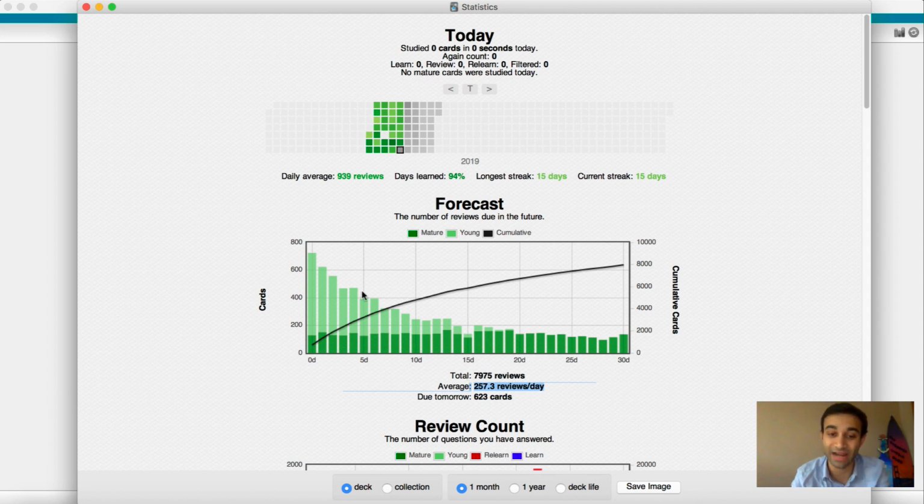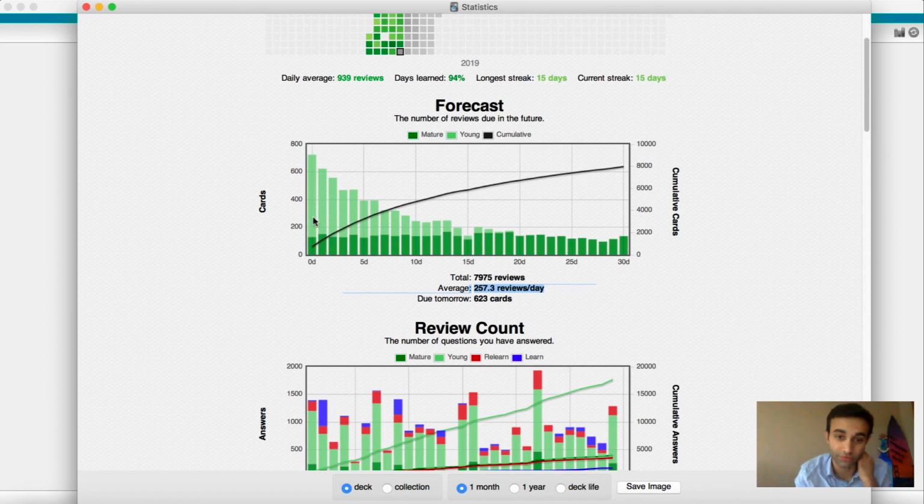As I said, this isn't entirely accurate because sometimes when you do reviews, you make them due in the future. So these numbers are going to change dynamically, but it just gives you an idea. The different colors here are indicative of mature versus young.